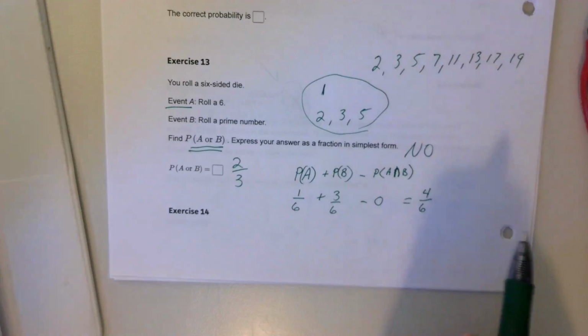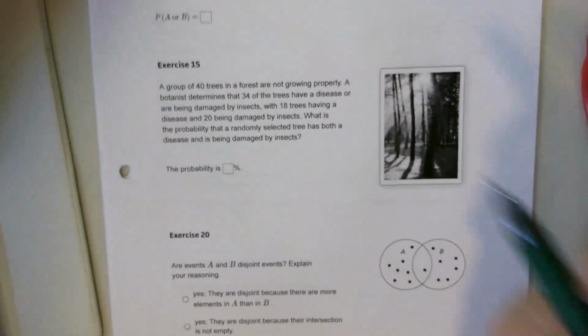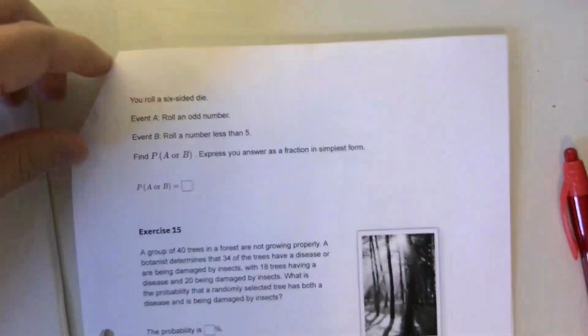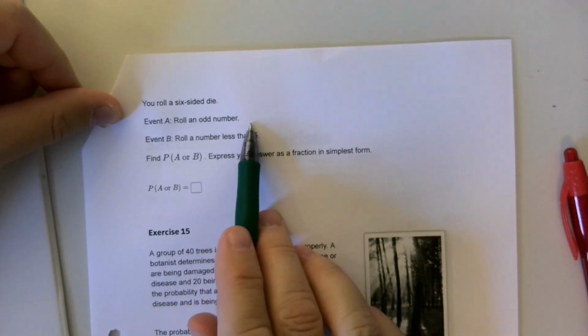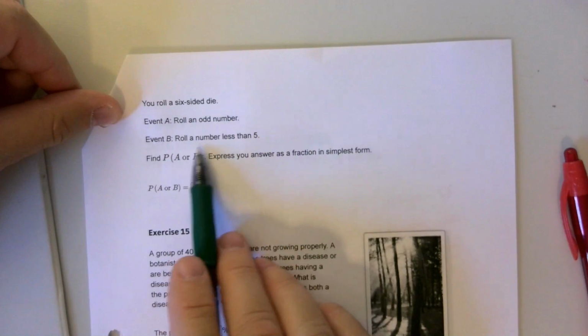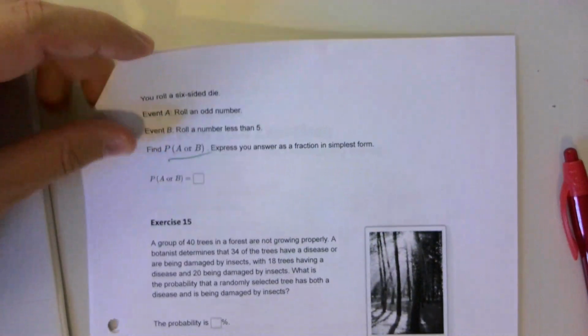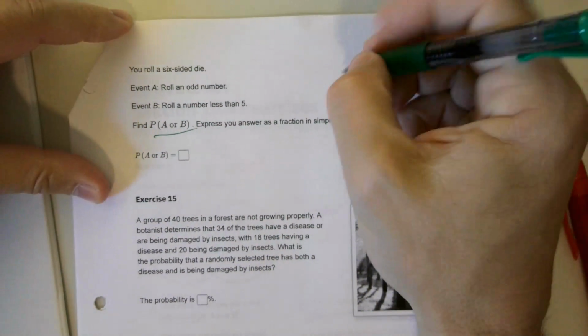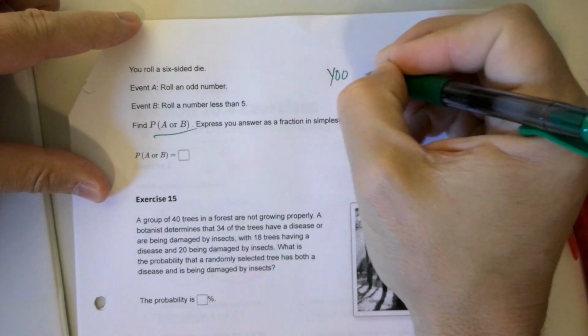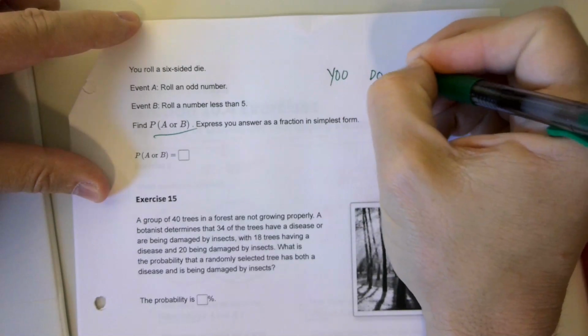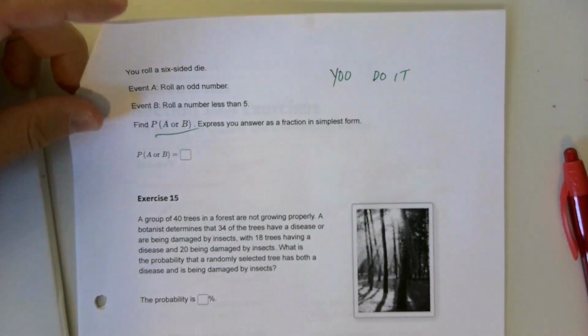Hopefully this makes sense again, and that'll take you to the next one. So the next one says you're going to roll a 6-sided die. Roll an odd number, roll a number less than 5. What's the probability of A or B? So exact same problem, and now I'm going to say you do it. You do it. I believe in you. Okay.